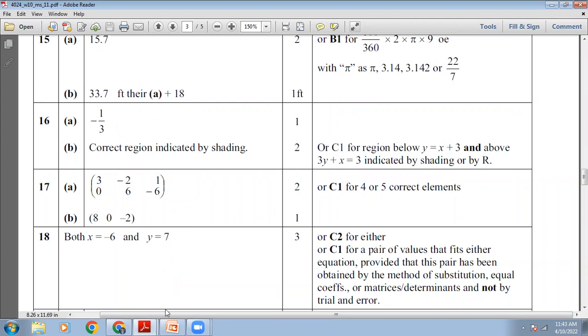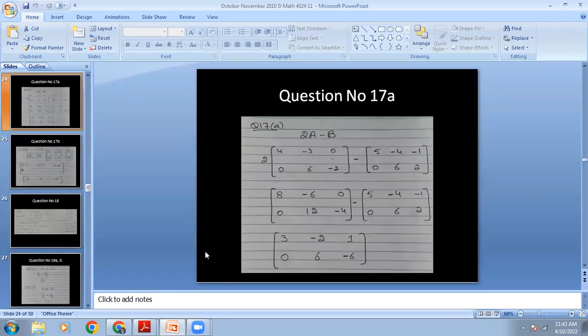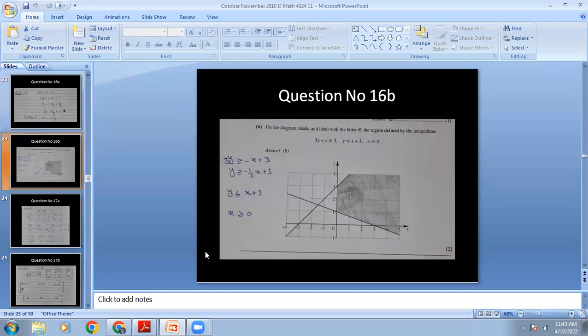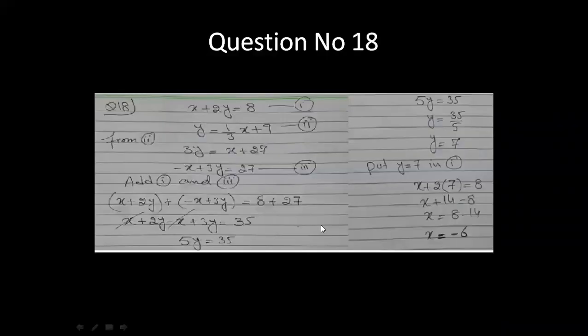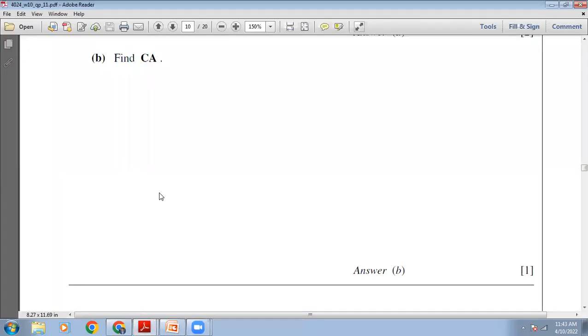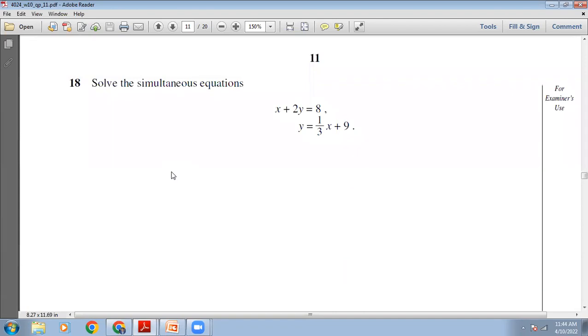You can check the marking scheme. Okay, so we are going to the next question. The next question coming up on your screen is question number 18.